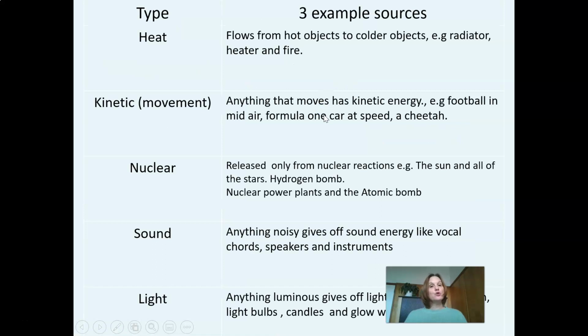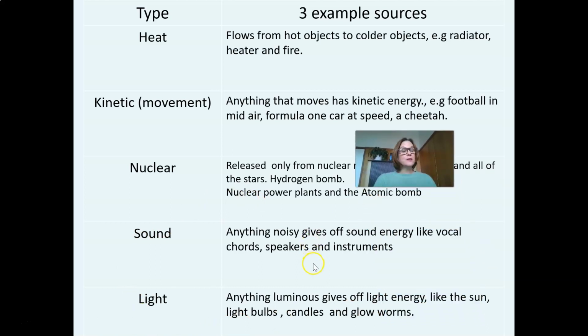Okay, so let's take a look at different examples or sources. So if I take a look at heat energy, it flows from hot objects to colder objects. Example, radiators, heaters, and fires. Kinetic energy, which is movement energy. Examples are anything that moves. A football in midair, a Formula One car at high speed, or a cheetah, hopefully not chasing you. Nuclear, released from only nuclear reactions, the sun and all of the stars, hydrogen bombs, nuclear power plants, as well as the atomic bomb. Sound energy, anything noisy gives off sound energy, like your vocal cords, speakers and instruments, and you all love that energy. You're always listening to music. And light energy, examples would be the sun, light bulbs, candles, things like that.